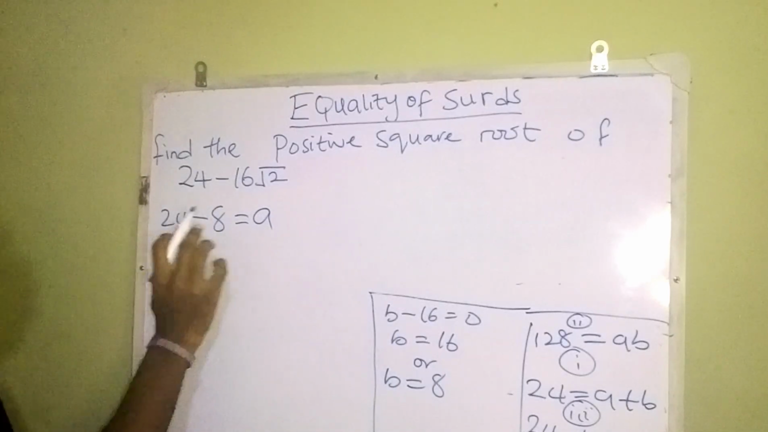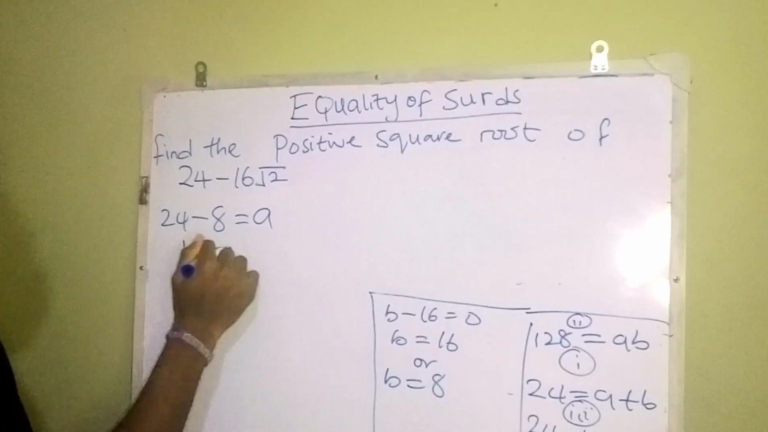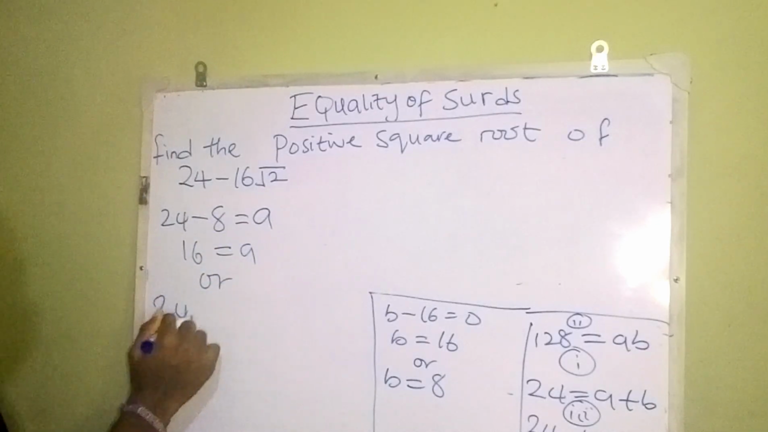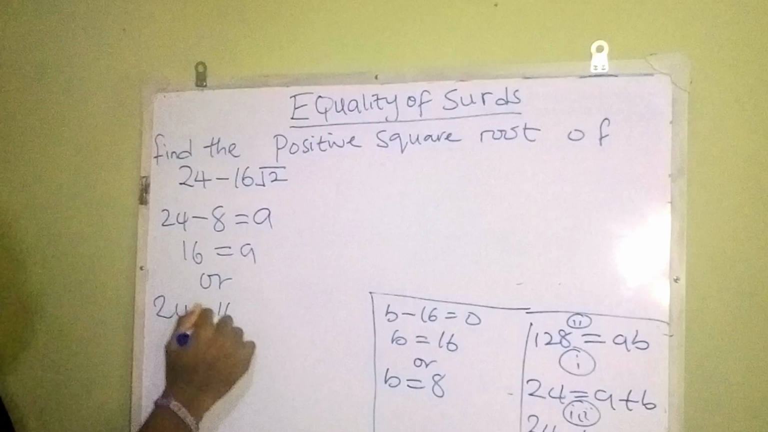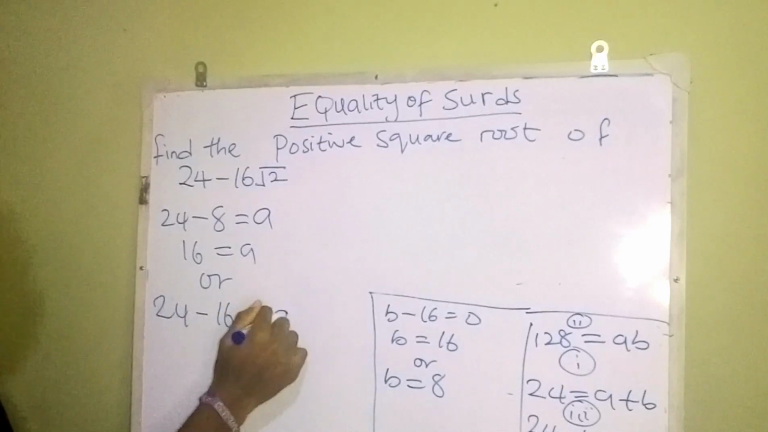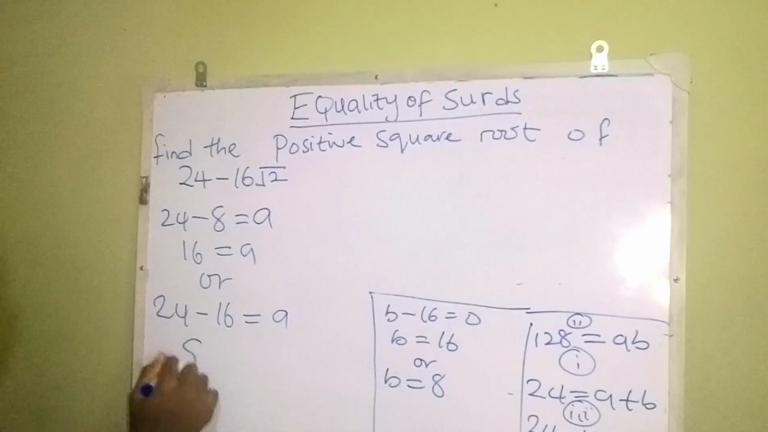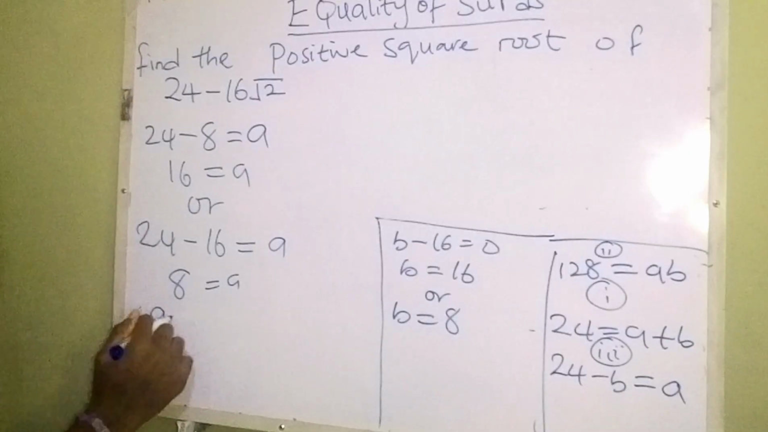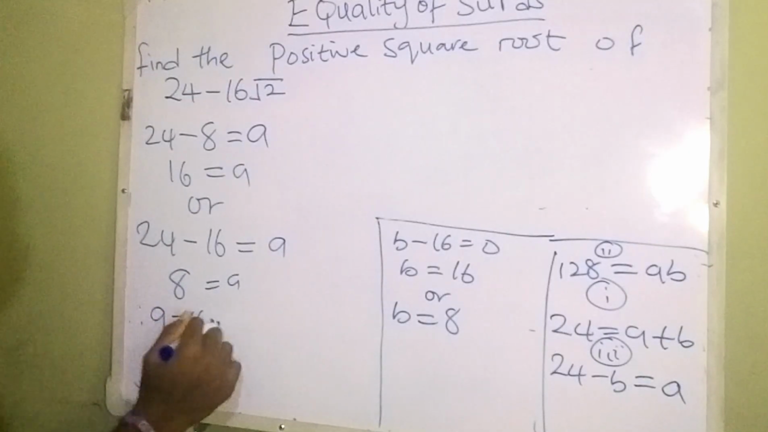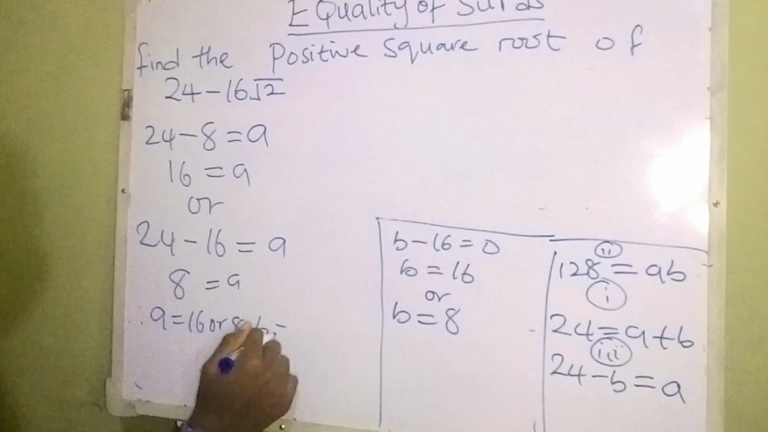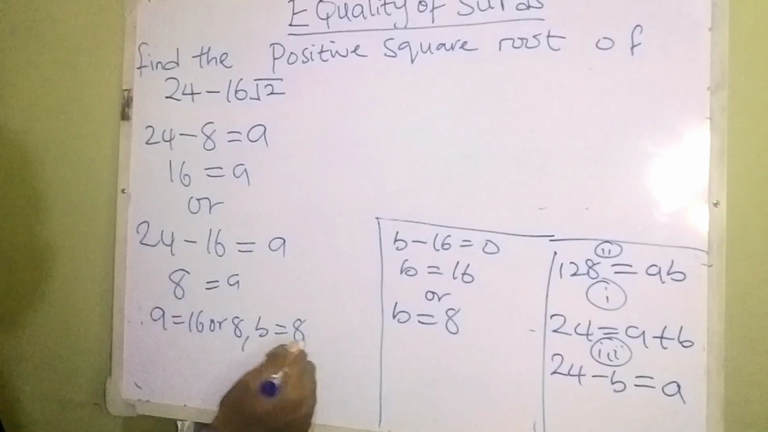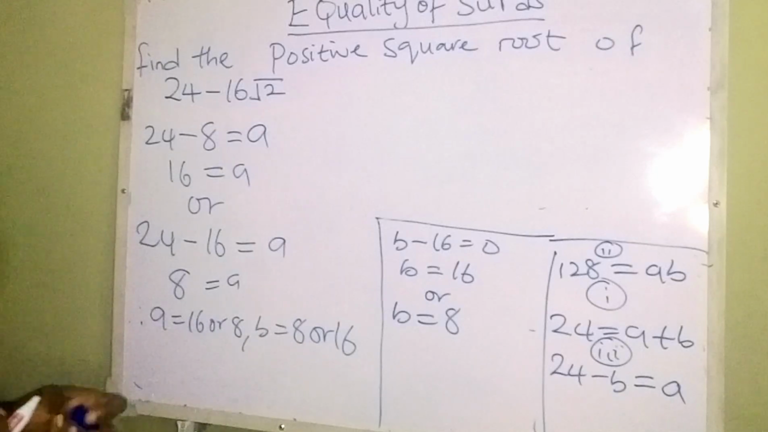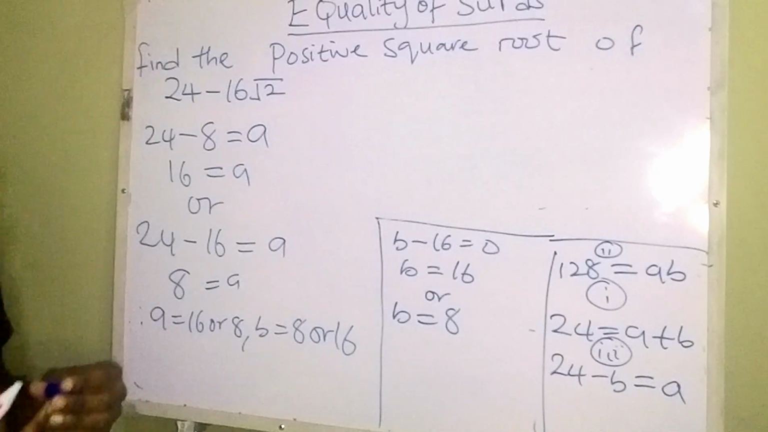So 24 minus 8 will give me 16. So 16 is equal to A. Or I can say 24 minus 16 is equal to A. 24 minus 16 will give me 8, which is equal to A. So therefore, A is equal to 16 or 8. B is equal to 16 or 8 also, or 8 or 16. Anyone you decide to use, anyhow you decide to put it, still the same.